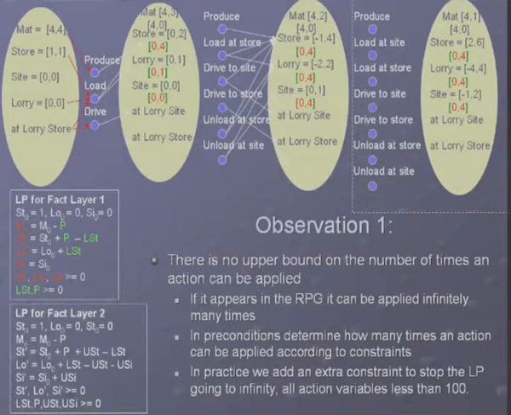It's actually the values on the preconditions, rather than just saying we can apply it once, like metric FF does. So in practice, to stop the LP going to infinity, say produce had no preconditions, we assumed infinite material, then we obviously might want to apply produce infinitely many times. So in practice we just put a constraint on the LP that the action variable is less than 100, just to keep things sensible.